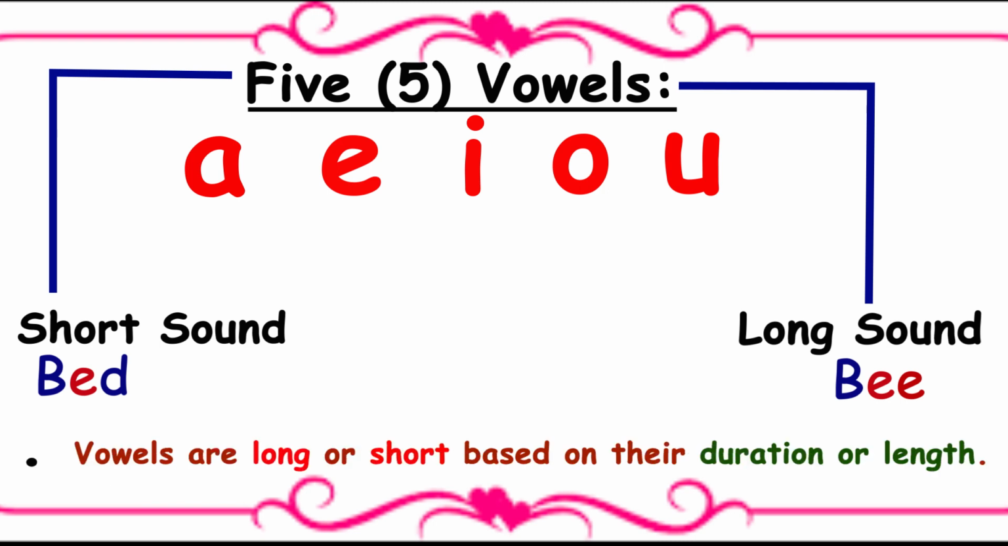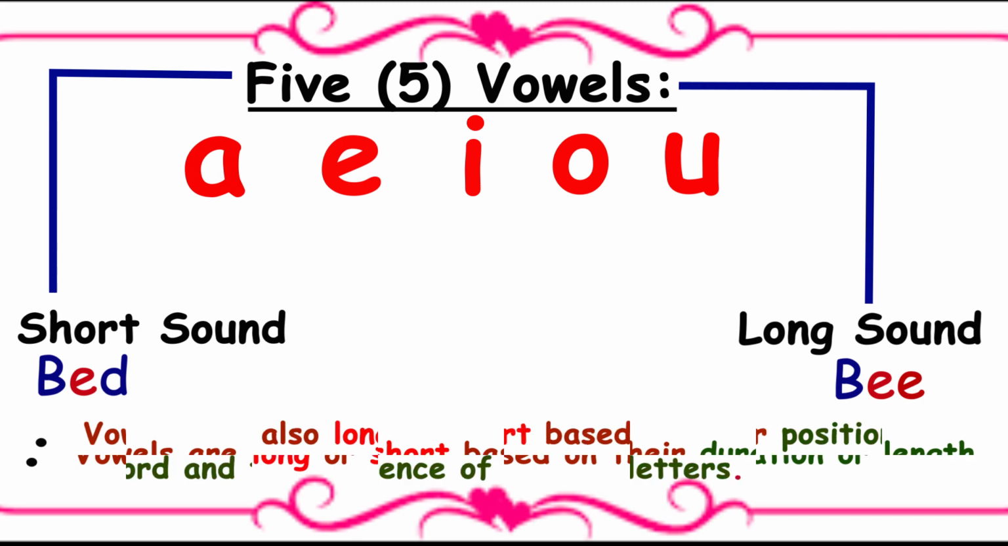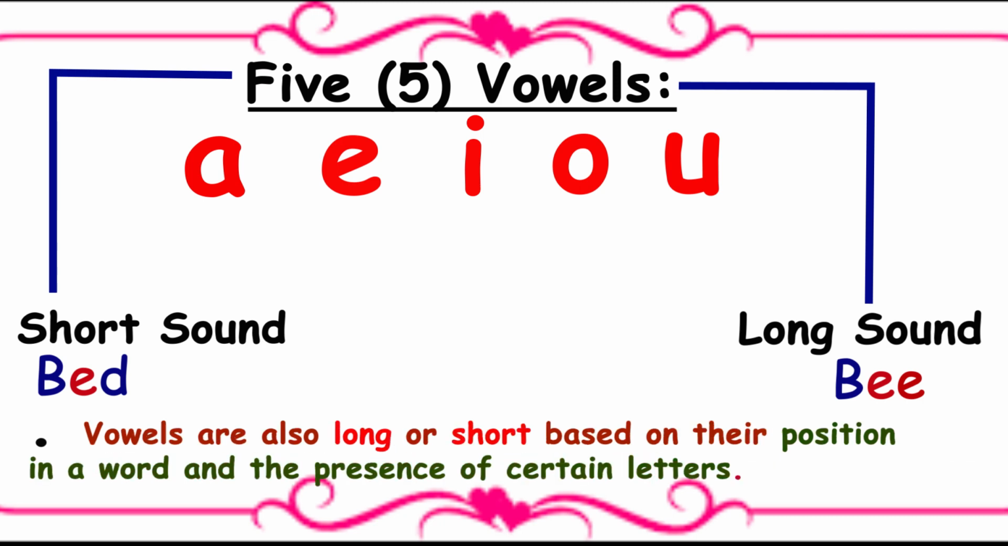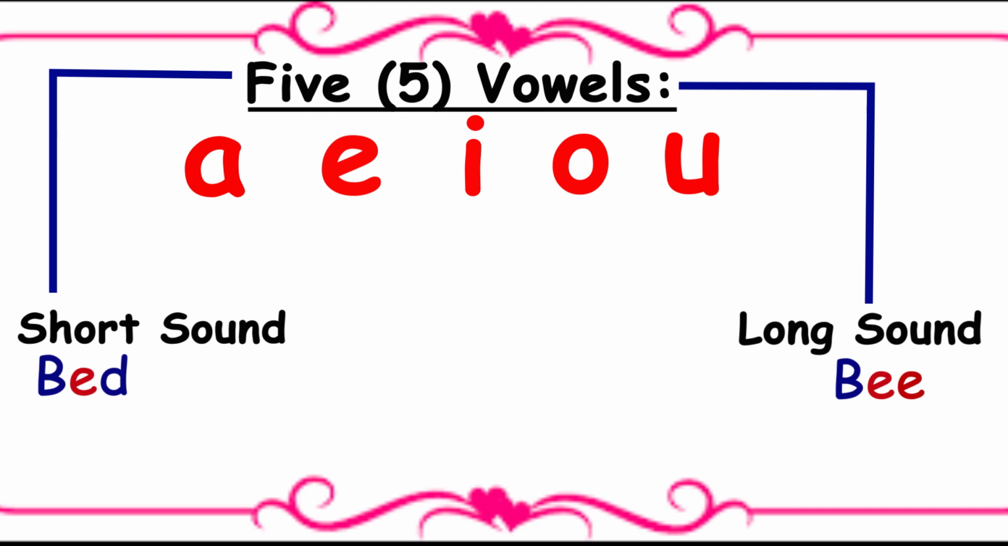Vowel sounds are classified as either long or short based on their duration or length. A long vowel is produced for a longer duration than a short vowel. When you're producing a short vowel, the time spent on the vowel is very short. When you're producing a long vowel, the time spent is longer. The vowel letters can represent both short or long vowel sounds depending on their position in a word and the presence of certain letters. Today we're looking at the long sounds of the vowels.